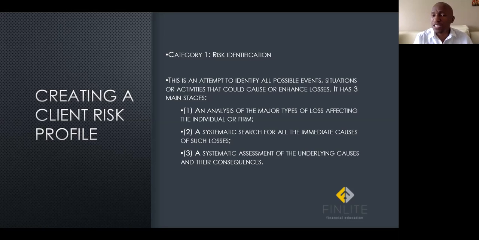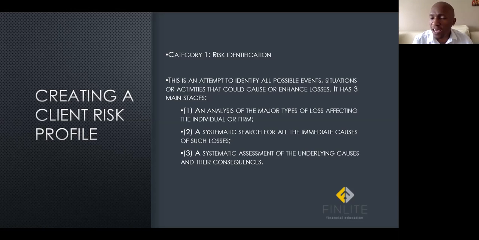If there's a major potential loss affecting the person or individual, that's what we call an insurable risk. So for instance, if you own a car, it's in your name, you bought it, then there's an insurable interest in that car, because if you get into an accident, you will suffer potential loss. So this is about analyzing the major types of losses that a particular person or a firm actually has.